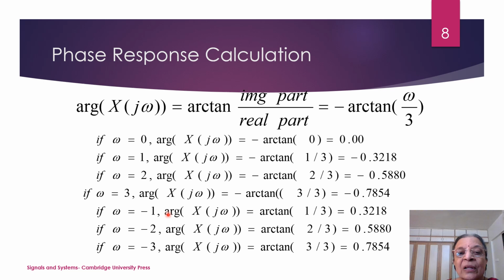At omega equal to 1, it is minus 0.3218. At omega equal to minus 1, it will be 0.3218, because I am calculating the arctan. Now in this case, you will find that the corresponding angle goes on increasing.